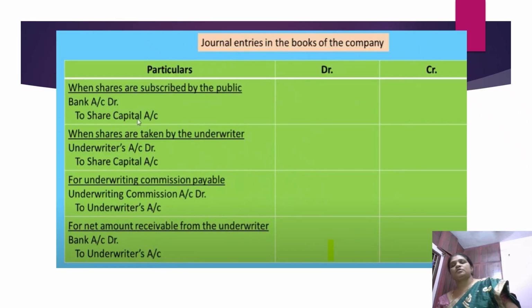Now the journal entries in the books of the company. When shares are subscribed by the public, the entry is Bank account debit to Share Capital account. When shares are taken by the underwriter, the entry is Underwriter account debit to Share Capital account. For underwriting commission payable, Underwriting Commission account debit to Underwriter's account, because the underwriter is not working free of cost; we will provide commission to the underwriters. For the net amount receivable from the underwriters, Bank account debit to Underwriter's account.